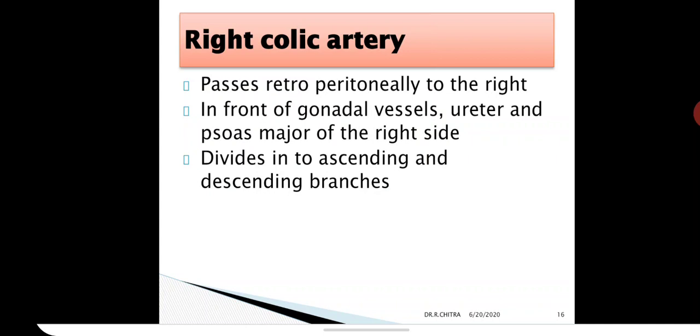Now only we saw that. Each of the colic arteries divides into two branches so that they are continuously anastomosing with one another, forming the arterial chain along the colon.